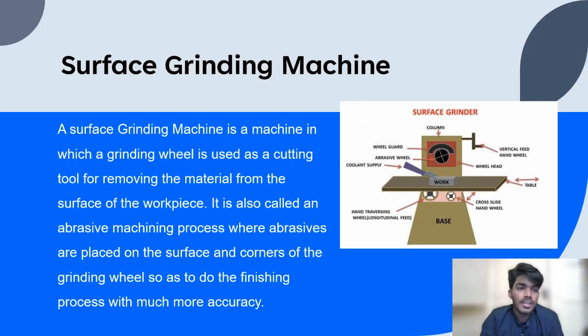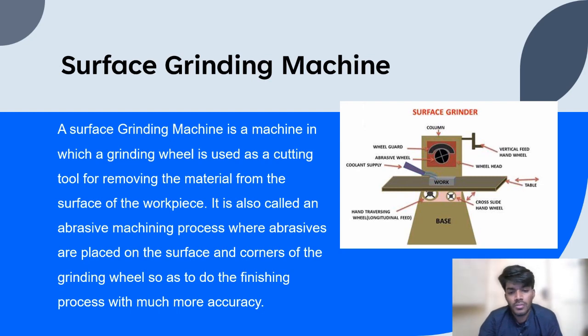Now let's see about the surface grinding machine. A surface grinding machine is a type of grinding machine which is used to produce flat surfaces. It is mainly operated by the periphery of the grinding wheel or by the flat face of the grinding wheel. These grinding wheels rotate and grind the workpiece or job to achieve the flatness as per requirement.